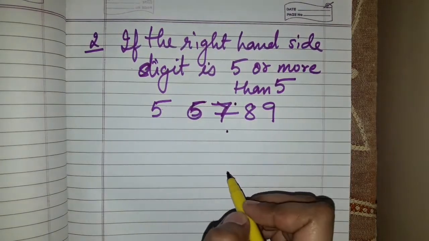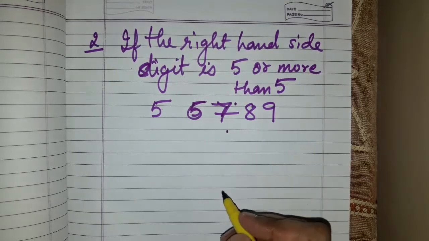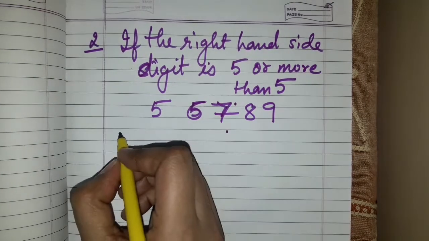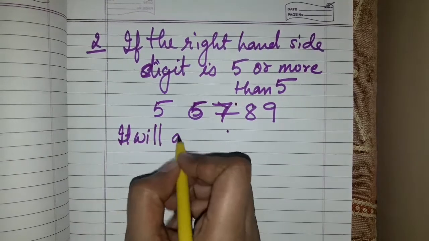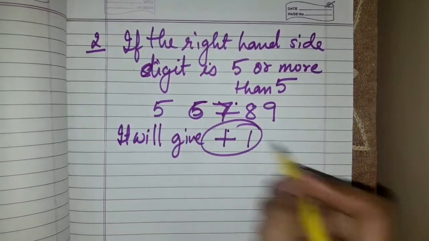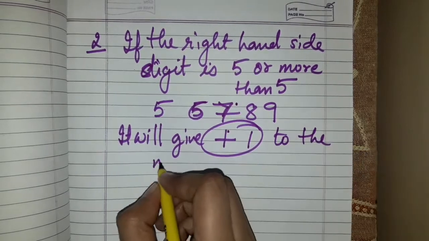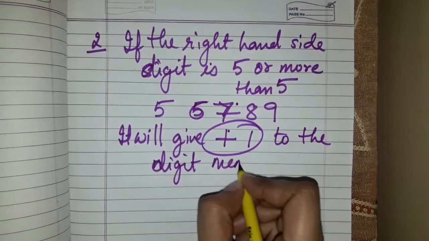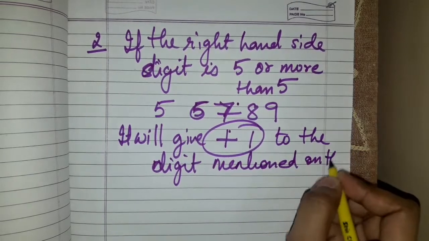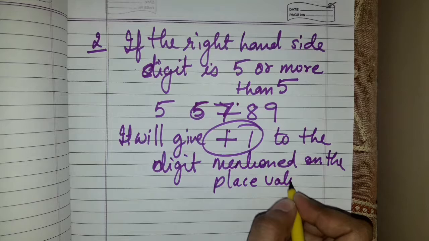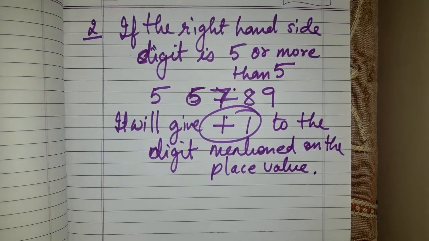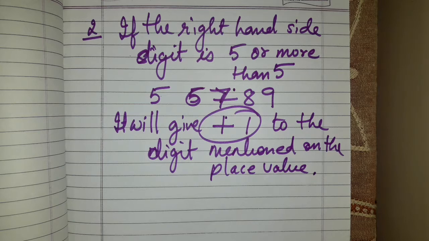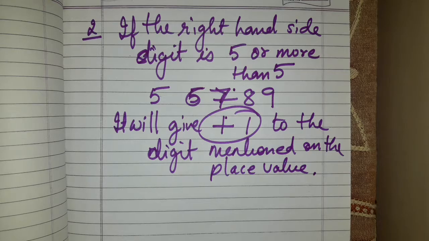The digit on the right hand side will become 0, and it will give plus 1 to the digit mentioned on the place value. Suppose the digit is more than 5 or is 5, then what will happen? It will give plus 1 to the digit mentioned on the place value, and as usual all other numbers will become 0.